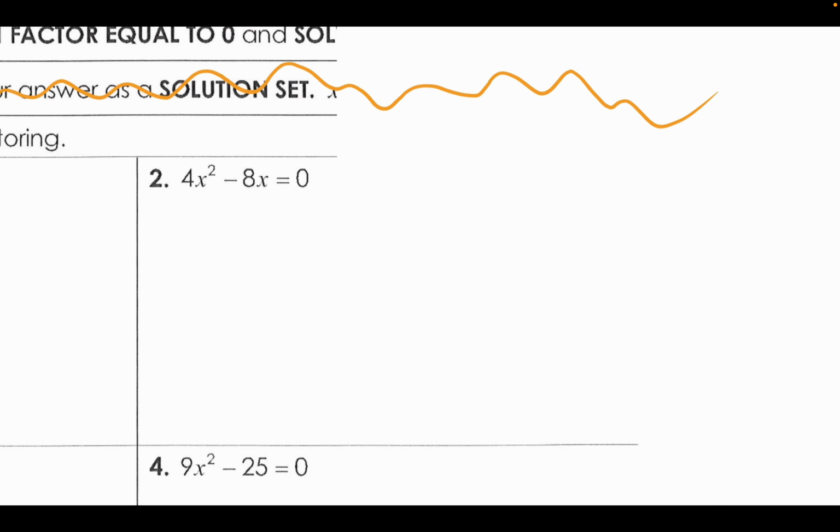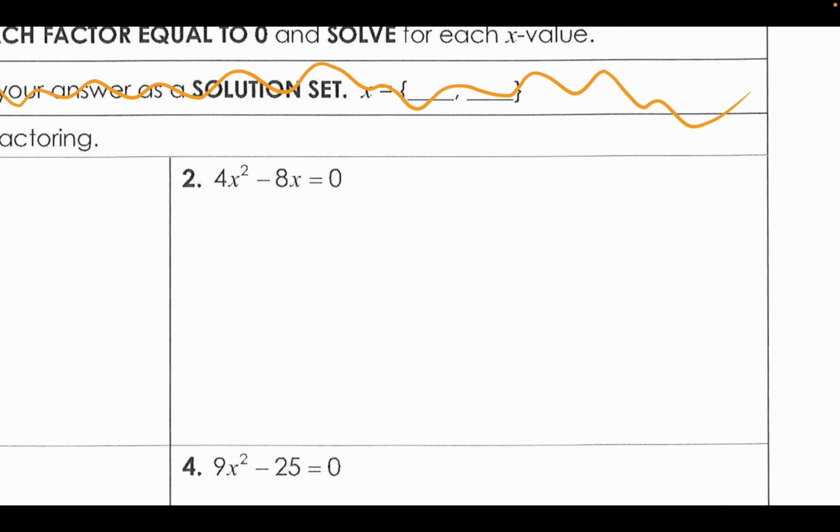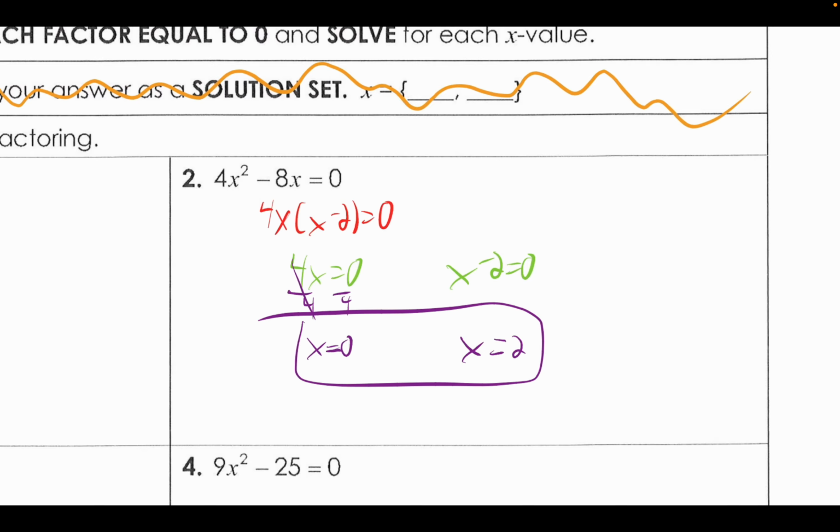On to number 2, we will once again make sure it's in standard form, set equal to 0. It is, in fact. So we go ahead and look for a GCF. There is one, it's 4x. So we factor out 4x, and we're left with x minus 2. Inside the parentheses, there's no more factoring we can do with x minus 2, so we go ahead and say 4x equals 0, x minus 2 equals 0, and we solve each of these. The first one we solve by dividing by 4, and we get x equals 0. The second one we solve by adding 2, and get x equals 2. And 0 and 2 are the two answers.